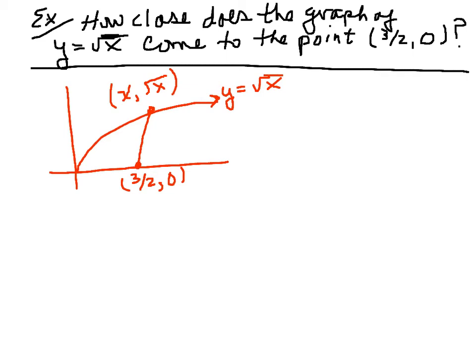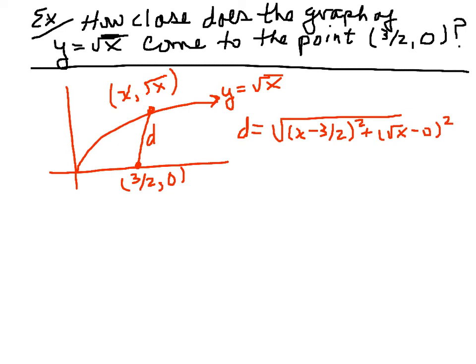So what we know now is that the distance between these two points is equal to the square root of (x minus 3/2) squared plus (the square root of x minus 0) squared. Now, it's helpful to notice that this is positive, this is positive, and we're adding these two things together. So to find the smallest value of this expression d, it's enough to find the smallest value for just the part under the square root. That makes life a lot easier. And so I want to minimize capital D here.